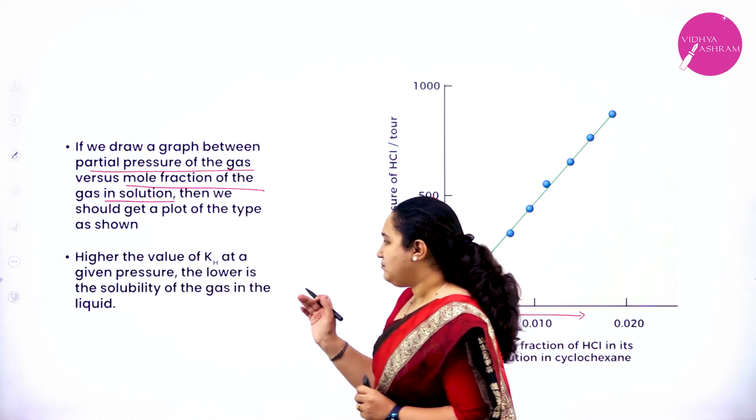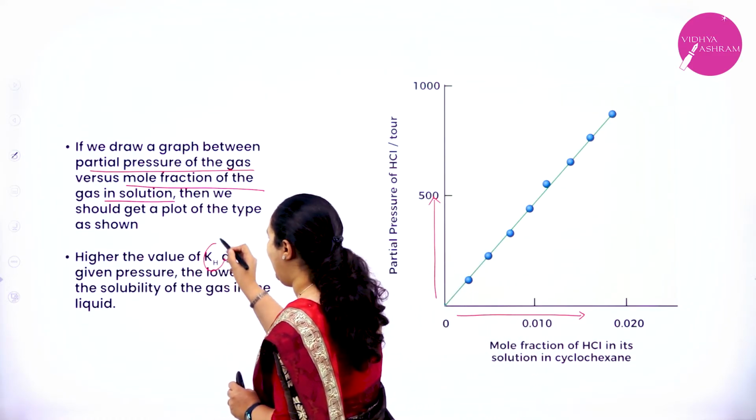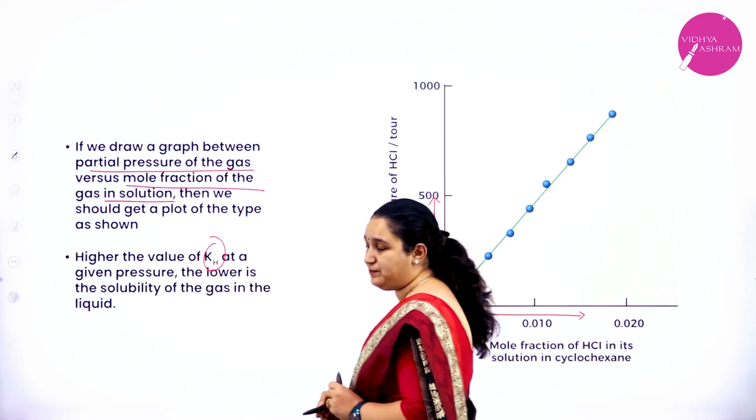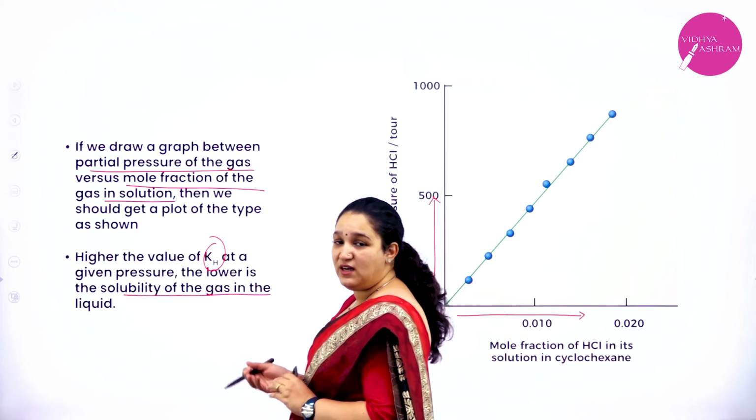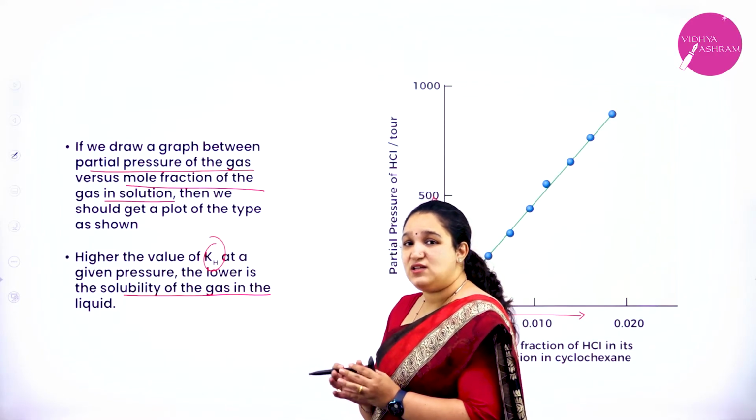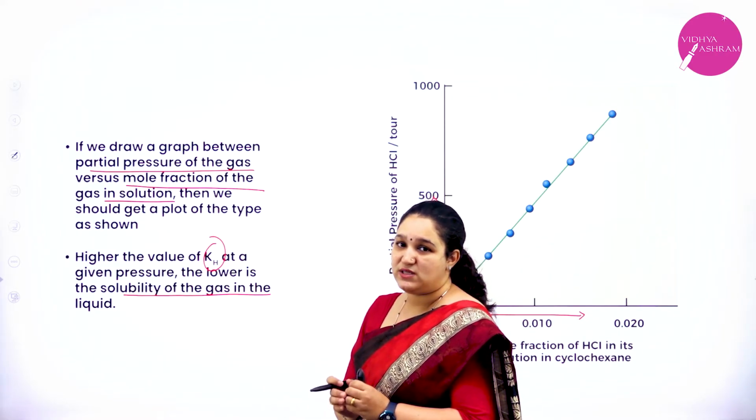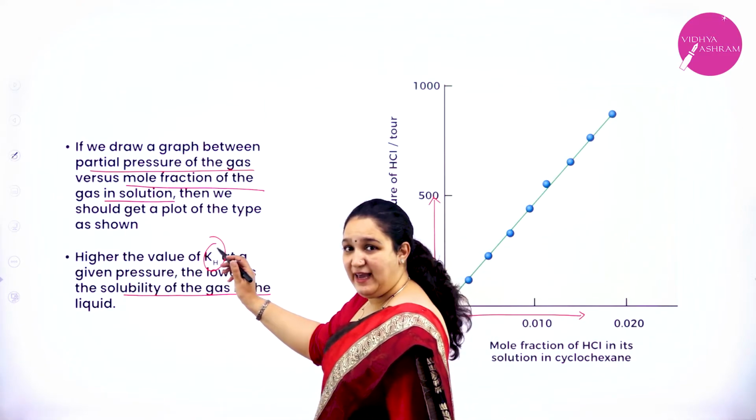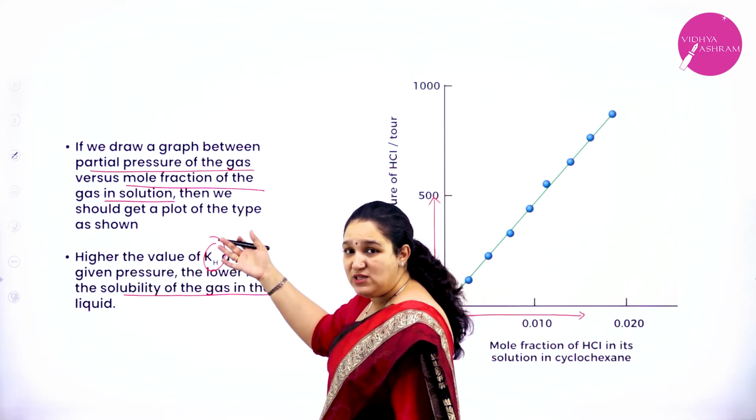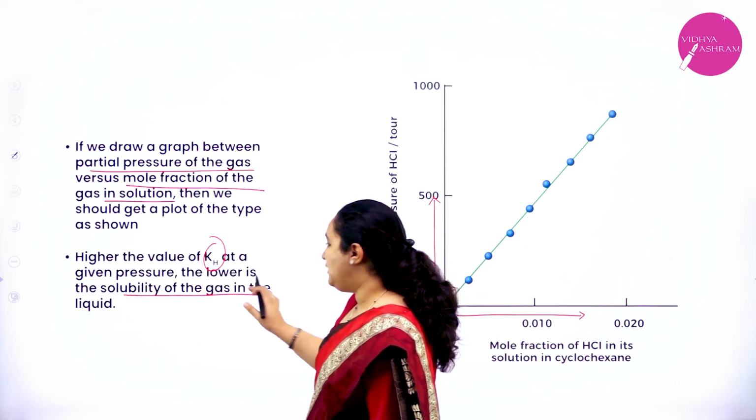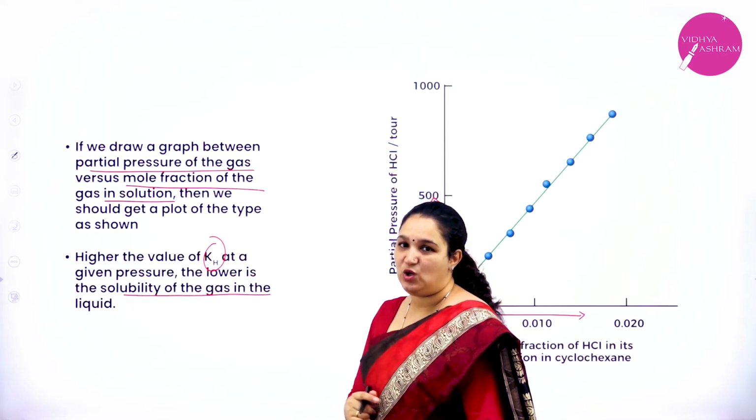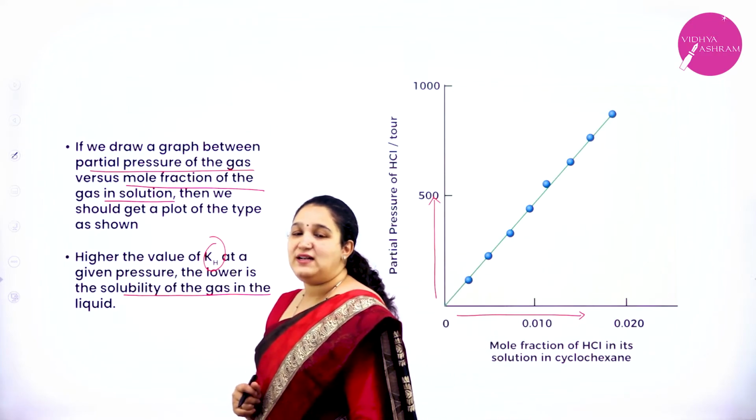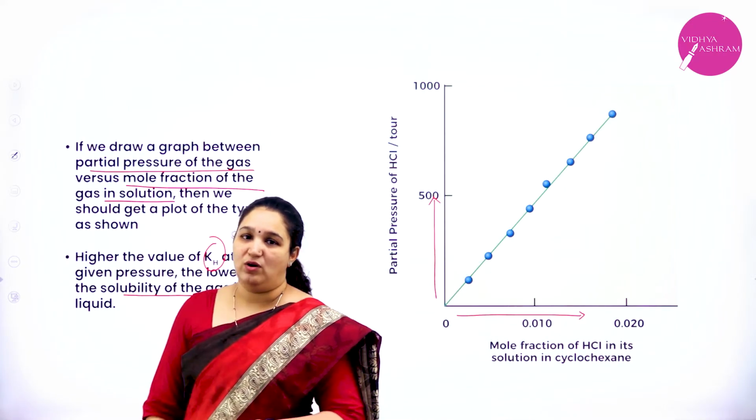Higher the value of KH at a given pressure, the lower is the solubility of a gas. This is the relation with the Henry's law constant. If the KH value is higher, that tells us that the solubility of the gas in a liquid is lower. Okay, so that is about Henry's law.